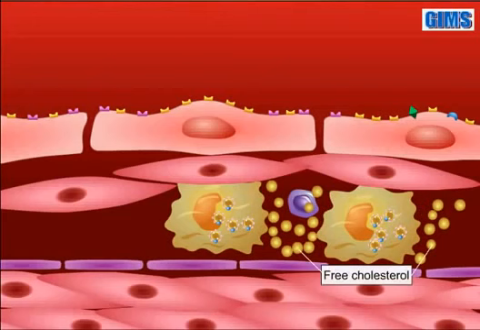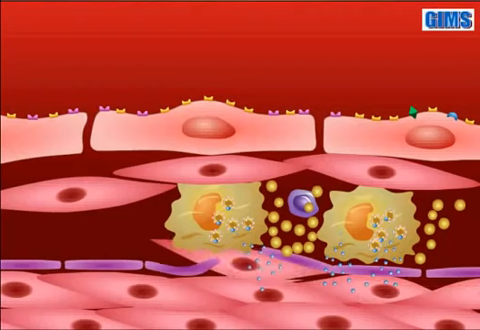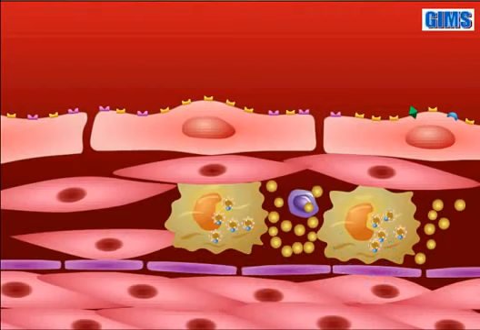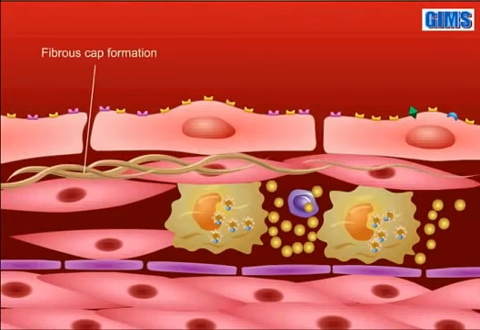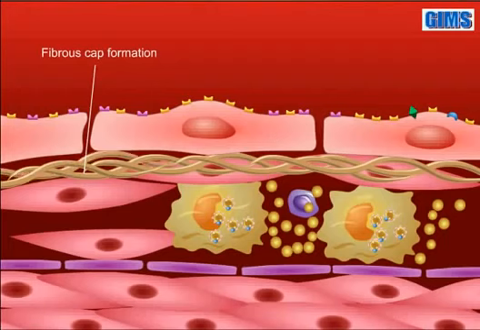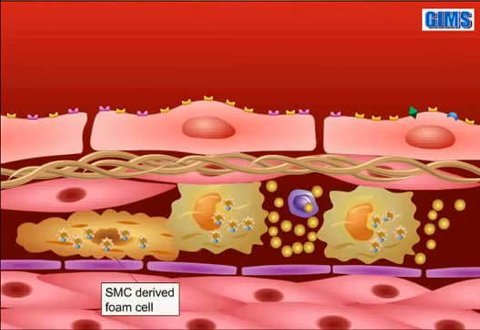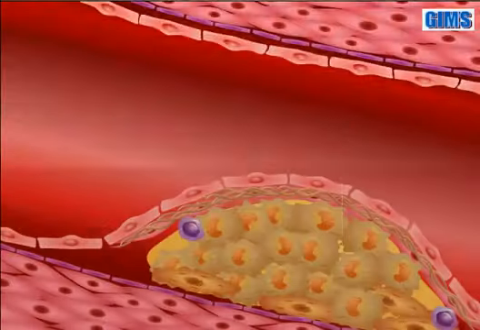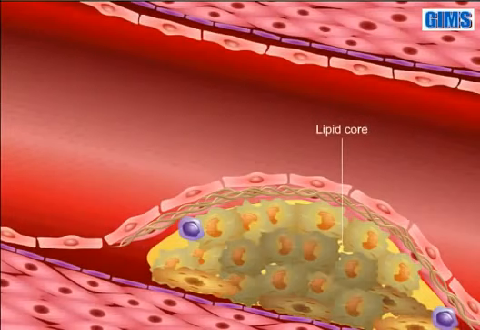With increased accumulation of lipids, macrophage-derived foam cells release free cholesterol into the intima. The cytokines secreted by the macrophages continue to stimulate proliferation of smooth muscle cells. Smooth muscle cells synthesize collagen, leading to the formation of a fibrous cap. Smooth muscle cells may also accumulate lipids and become smooth muscle cell-derived foam cells. The lipid core is soft due to the accumulation of free cholesterol from the necrotic foam cells.